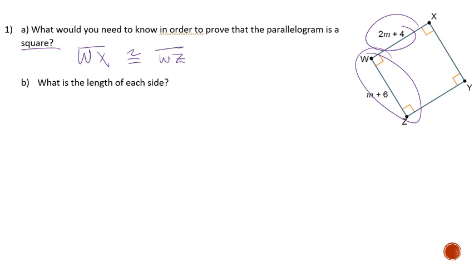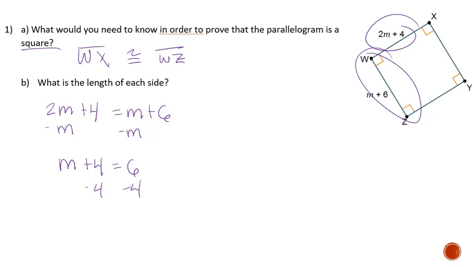And that is because all sides in a square are congruent. So in order to figure out the length of each side, let's go ahead and set these equal. So 2m plus 4 equals m plus 6. Go ahead and combine your like terms. You get m plus 4 equals 6. Subtract your 4. You get m equals 2.